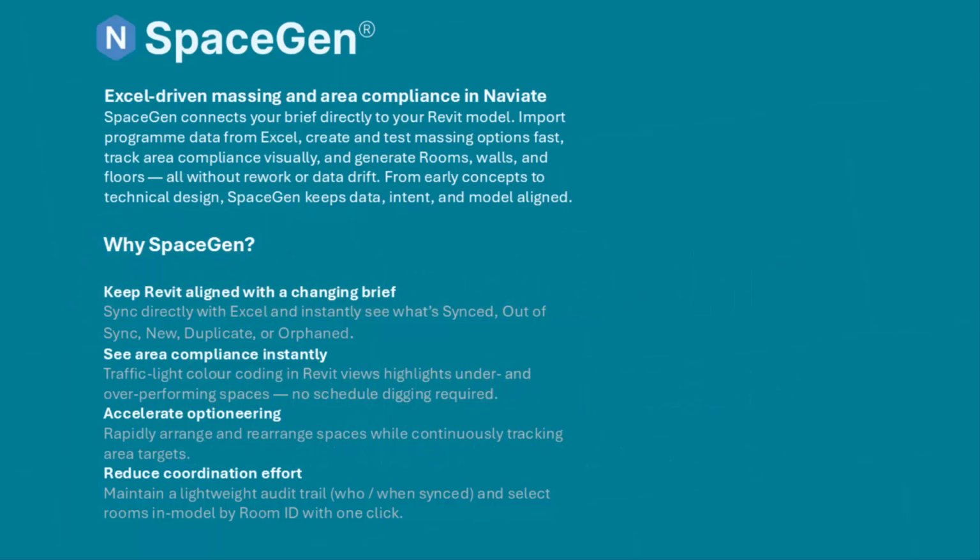SpaceGen is an Excel-driven planning and compliance tool designed to connect your project brief directly to your Revit model. By importing space schedules from Excel, you can quickly generate and test massing options while maintaining full control of your data. As designs evolve, SpaceGen keeps your model aligned with the original brief, tracking area compliance visually and enabling you to generate rooms, walls and floors automatically.